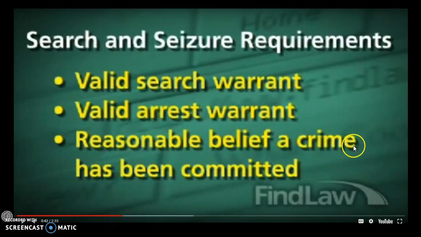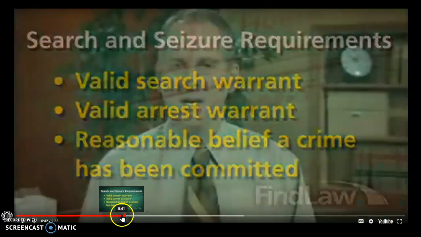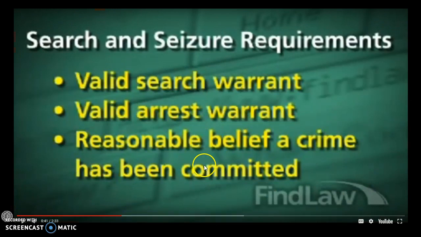Okay, so search and seizure means when a police officer can search an individual. We talked about when an individual can be arrested with a warrant, but this also applies to, like, if an officer pulls you over and they can search your vehicle, if they have a valid search warrant, if they have a valid arrest warrant, or this is the big one, reasonable belief that a crime was committed. Another way to look at that is probable cause. Right? Probable cause.